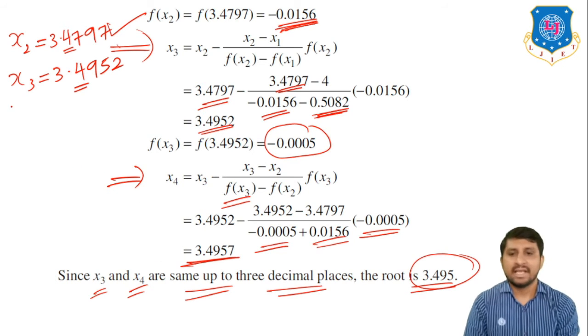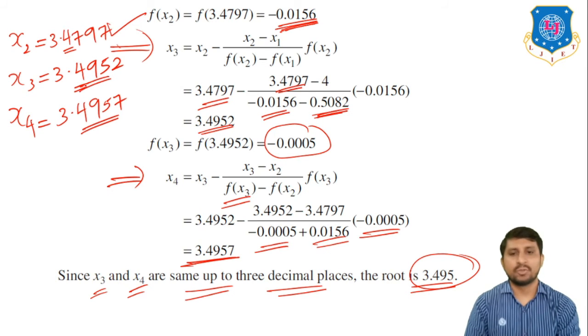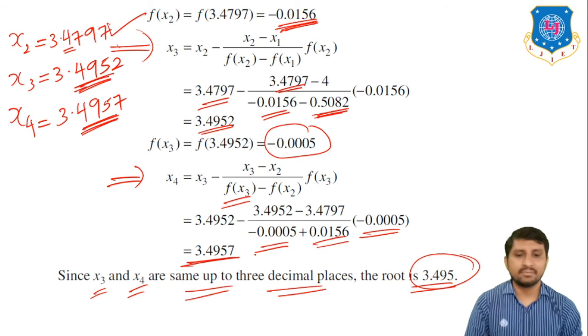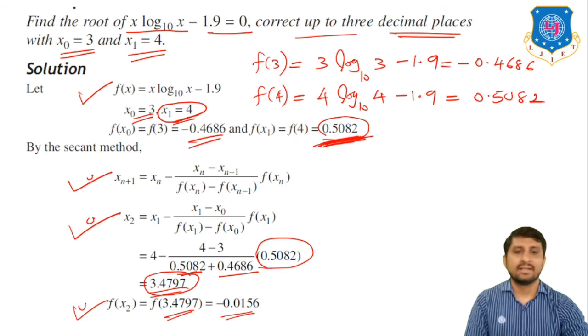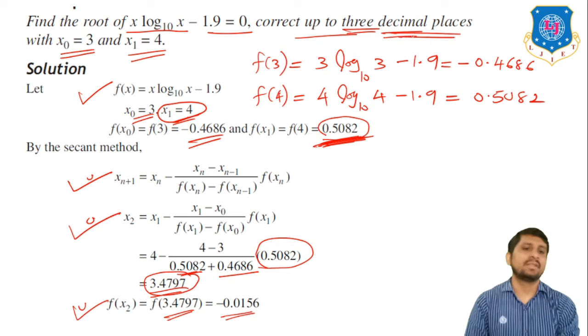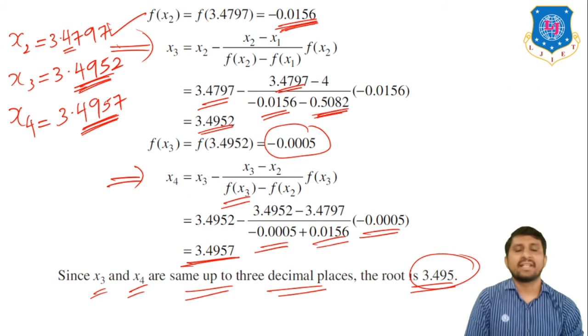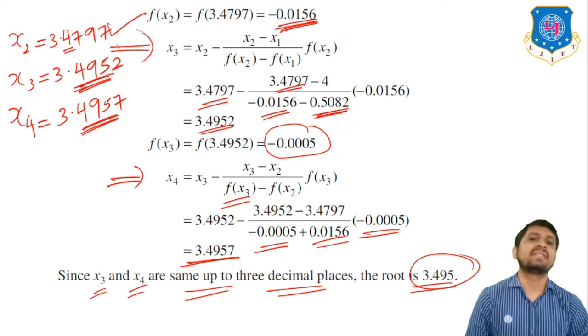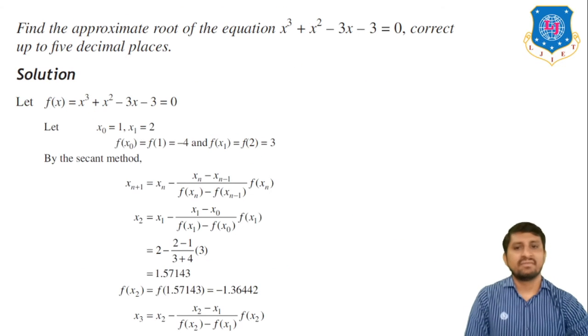Because x4 you will get 3.4957, so 495 up to 3 decimal places you will get the same. They already mentioned that it should be correct up to 3 decimal places, right? So that's why your answer is 3.495. Clear? Very easy.